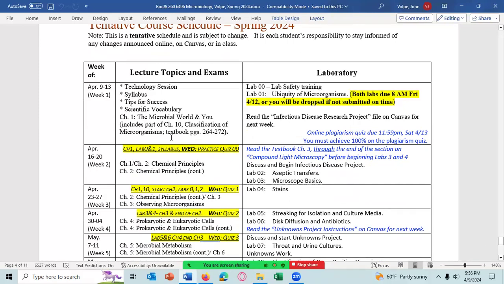If you have the online version of the current textbook, it'll be pages 264 to 272. If you have an older version of the textbook, you may use the older version, but you'll have to figure out what the pages will be. It will be the same area, the classification of microorganisms. On the left, we have the lecture schedule, obviously the dates, and then on the right, the laboratory schedule. Any question about the schedule?